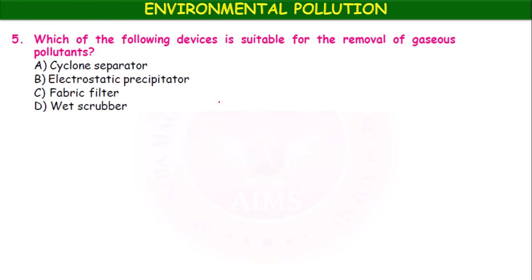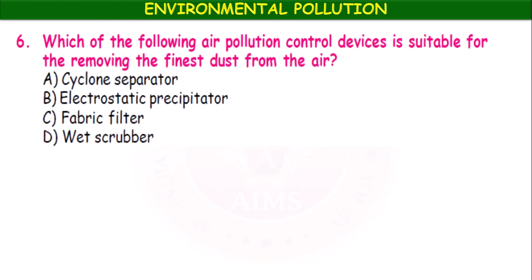Which of the following devices is suitable for the removal of gaseous pollutants? Cyclone separator, electrostatic precipitator, fabric filter, wet scrubber. Here it is the wet scrubber for gaseous pollutants. Particulate pollutants means electrostatic precipitators.